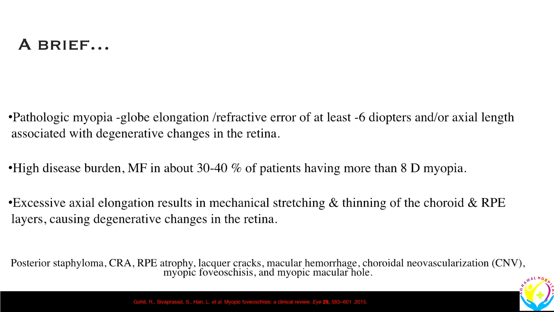Just a brief: we know that pathological myopia is a globe elongation with adaptive power of more than -6 diopters. It has a high disease burden, and myopic Foveoschisis occurs in around 30 to 40% of patients having more than 8 diopters of myopia. The resulting sequelae are excessive axial elongation, mechanical stretching, and posterior staphyloma. In the final stages, of course, there is myopic tractional Foveoschisis and myopic macular hole with posterior pole fluid.